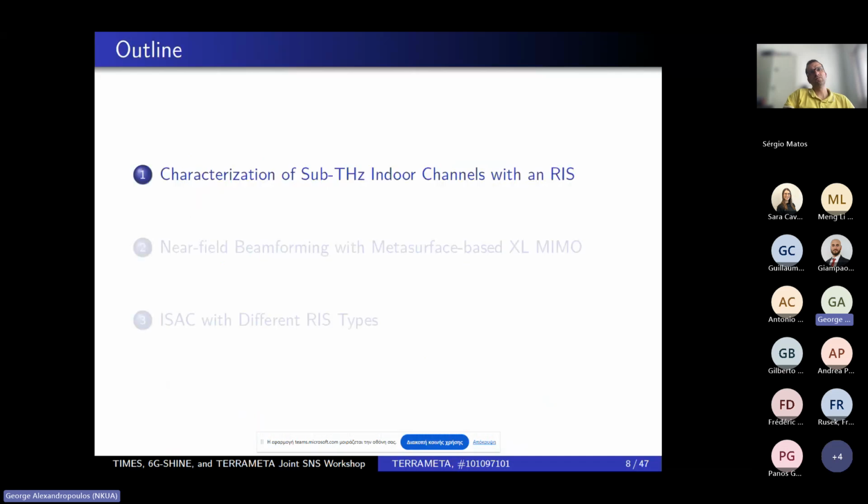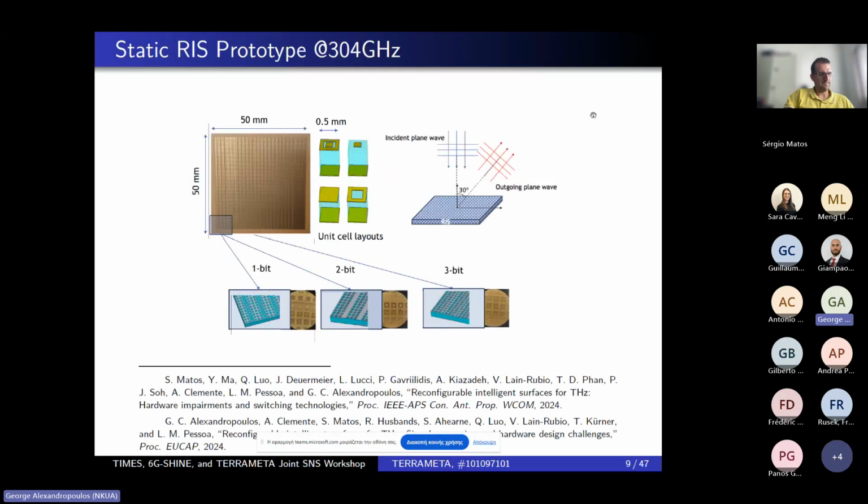So let me now dig into one of the three items that I will discuss in my talk today. The first has to do with the characterization of the sub-terahertz indoor channel with an RIS. In this endeavor, we have fabricated, actually Sergio, who introduced me before, was the one that provided those static RIS prototypes at 304 gigahertz, with 1-bit, 2-bit, and 3-bit phase resolution.